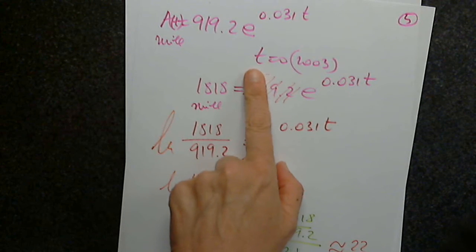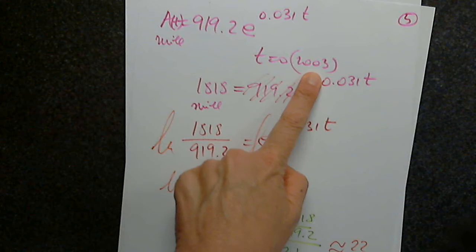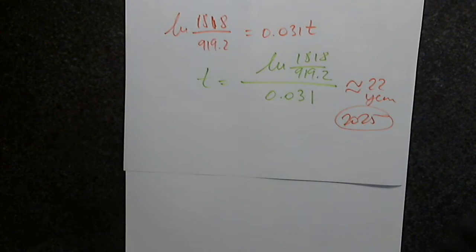Because we are told t equals 0 represents 2003. And now we're asked, in which year does this happen? And the answer is in the year 2025. Our answer is only 22 years, but it's 22 years since 2003. And that's how we get 2025.